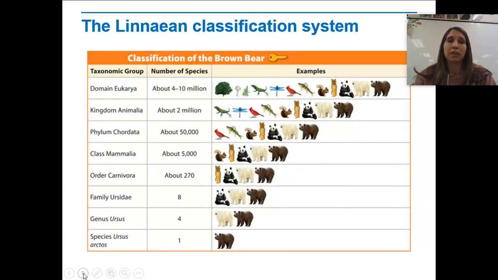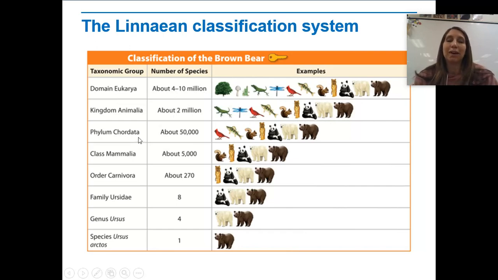Okay. So if we think about bears in general, we're going down this pathway. We've got domain Eukarya at the top. So we would say bears and all sorts of other eukaryotic organisms belong to this first domain. You can see this is my largest group of examples. As we go a little bit more narrow here, we can say within that first big category of domain, we have four kingdoms. One of those kingdoms includes all the animals, and it's called Kingdom Animalia. And so I'm getting rid of some of these plant, fungi, and protist species here, and now I'm only concerned with these animals right here. So I go from about 4 to 10 million species to just about 2 million.